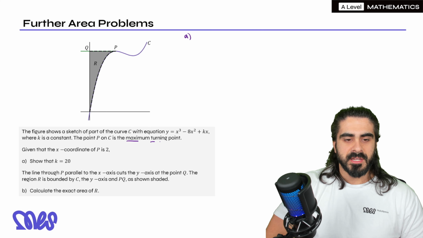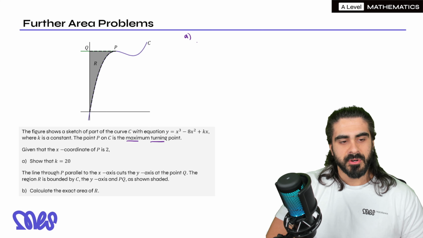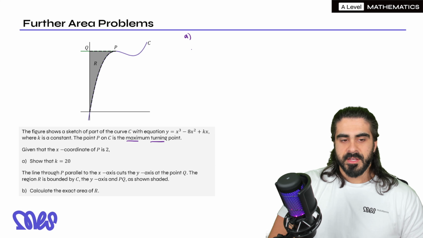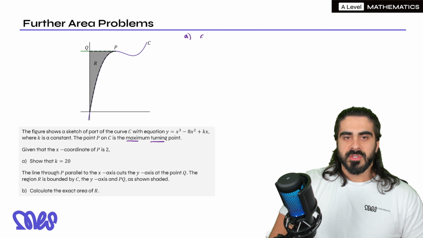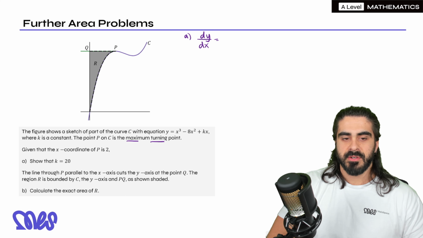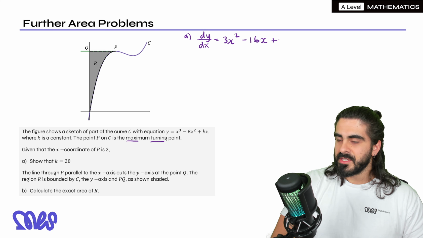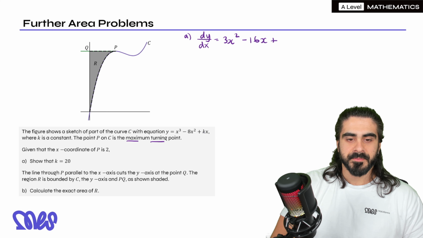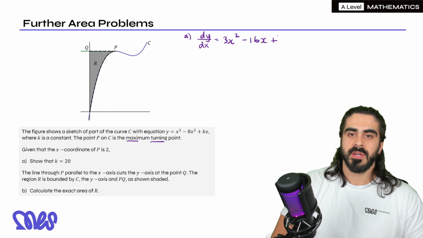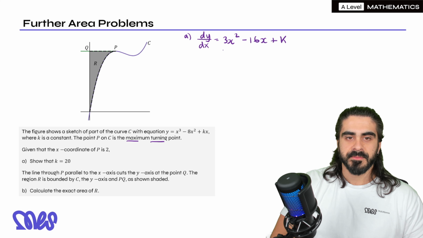Now, maximum turning point, immediately I'm thinking about gradients. Given that the x coordinate of P is 2, show that k is 20. All right, maximum turning points, gradients, and especially gradients equaling 0 for turning points. So we need to differentiate this, bring down the power, knock one off the power, minus 16x. Then kx just differentiates to k. Remember, k is just a number. So like 2x differentiates to 2, kx differentiates to k.